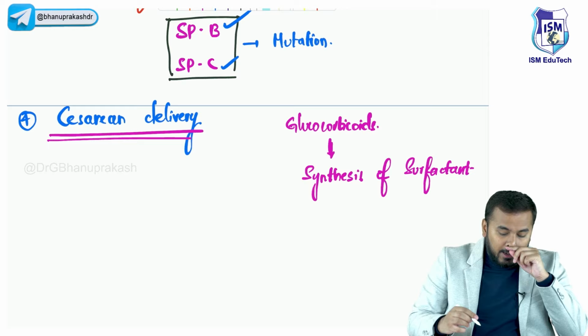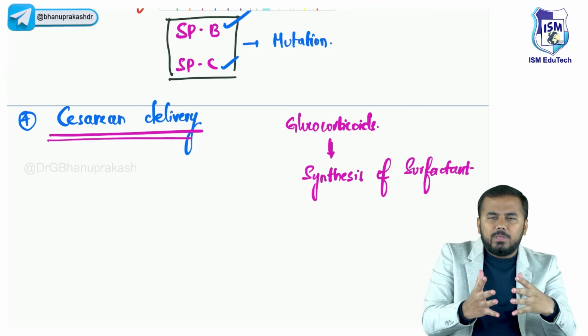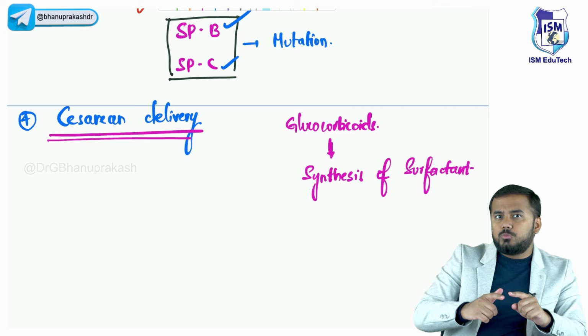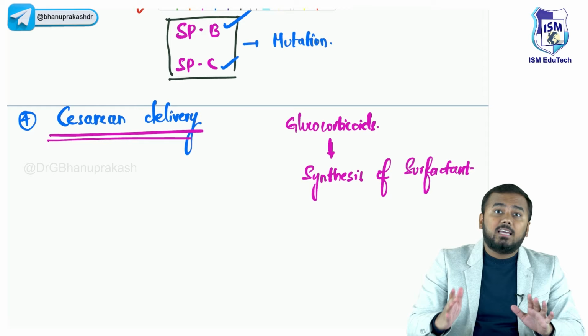Now, in normal delivery, what happens first? In normal delivery, there are uterine contractions. When there are uterine contractions, the baby is under heavy stress. Within this baby, a stress hormone is released. What is the stress hormone? That is cortisol. Yes or no? Now, this cortisol will cause synthesis of surfactant. If there is a cesarean section, do you think in C-section the baby is under severe stress? No.